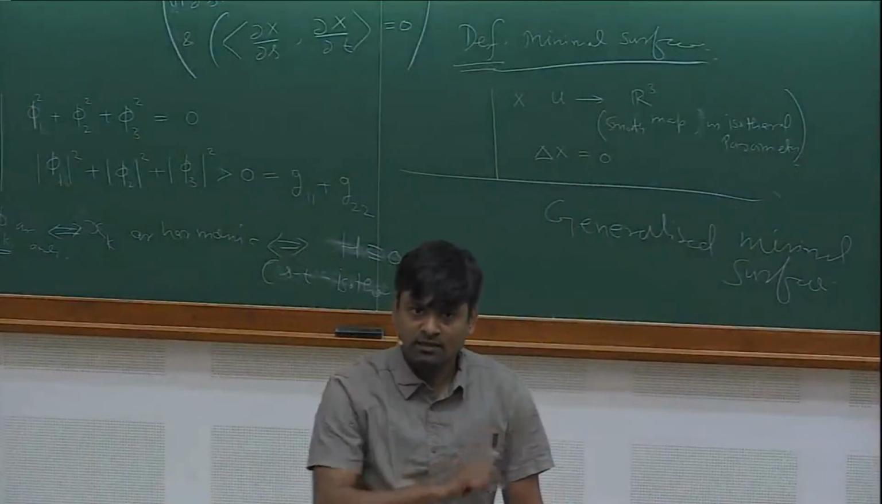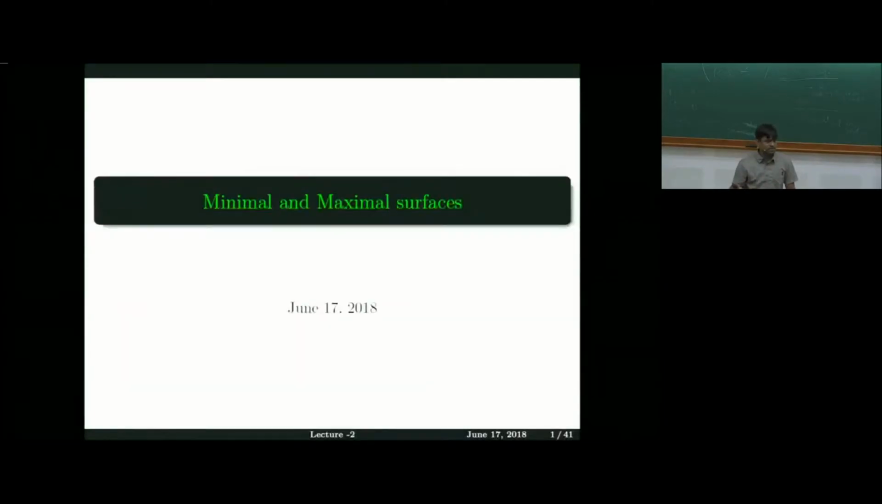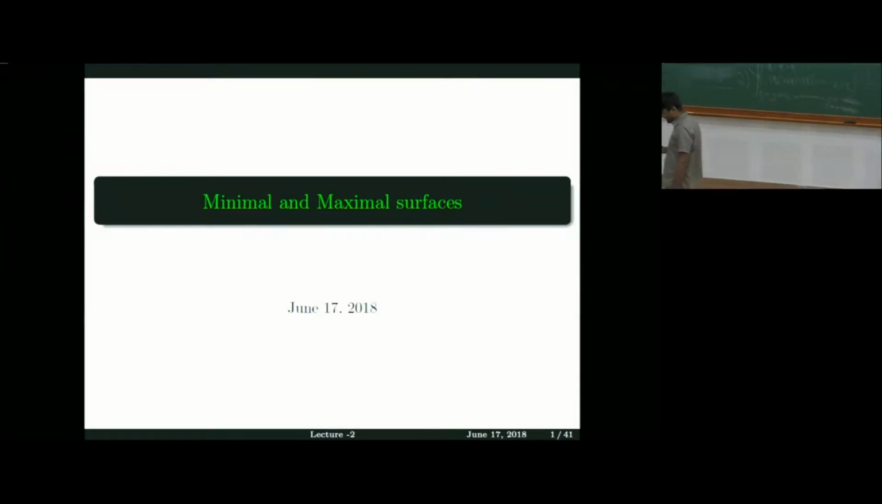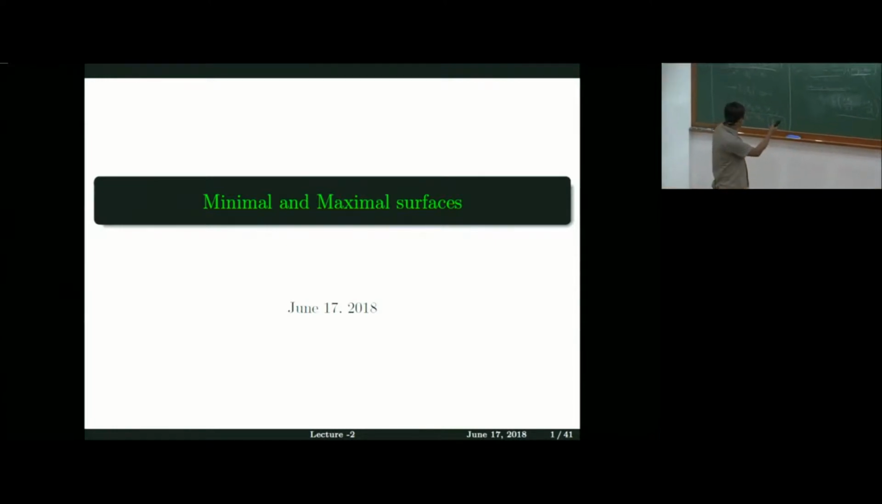We'll see. In those spaces, the similar type of surfaces which are locally area maximizing, similar type meaning mean curvature 0, are called the maximal surfaces. We'll come to the precise definition of all those things. So minimal surfaces and maximal surfaces, and we'll see what happens.